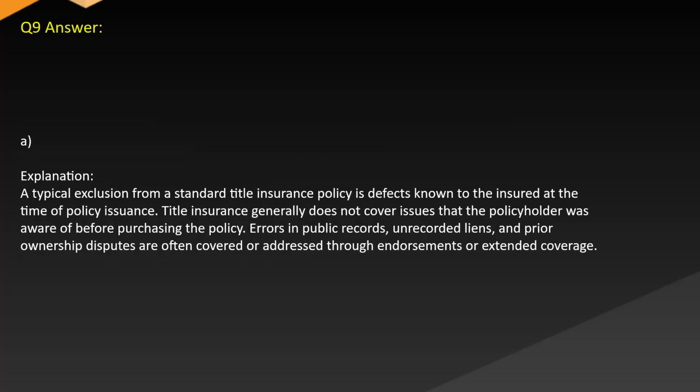Answer A. Explanation. A typical exclusion from a standard title insurance policy is defects known to the insured at the time of policy issuance. Title insurance generally does not cover issues that the policyholder was aware of before purchasing the policy, while errors in public records, unrecorded liens, and prior ownership disputes are often covered or addressed through endorsements or extended coverage.